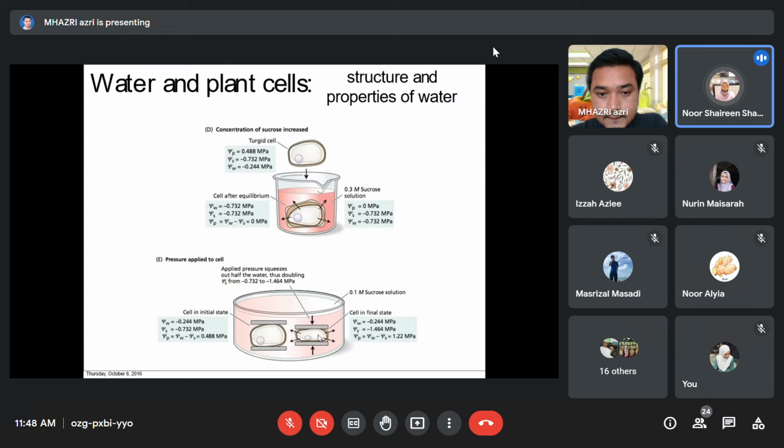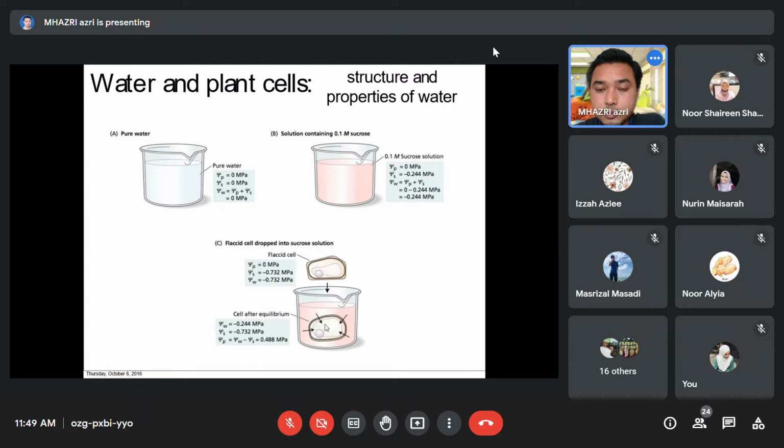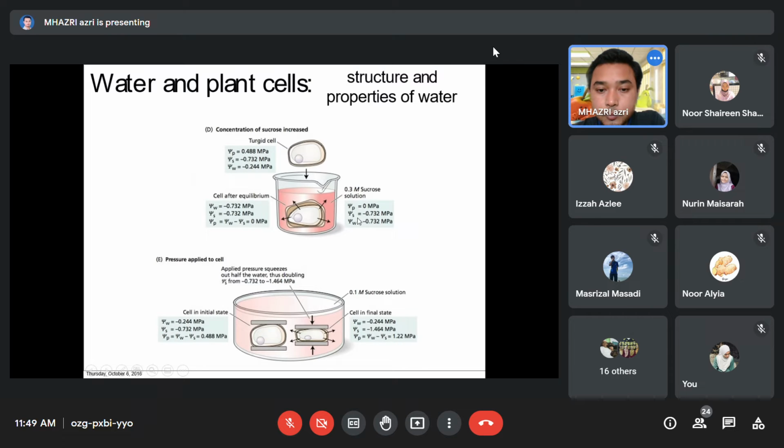The potential increases. The potentials? Apa yang jadi? Water potential inside the cell increases. Decrease. Okay. So you must remember, water will always move from higher water potentials to lower water potentials.